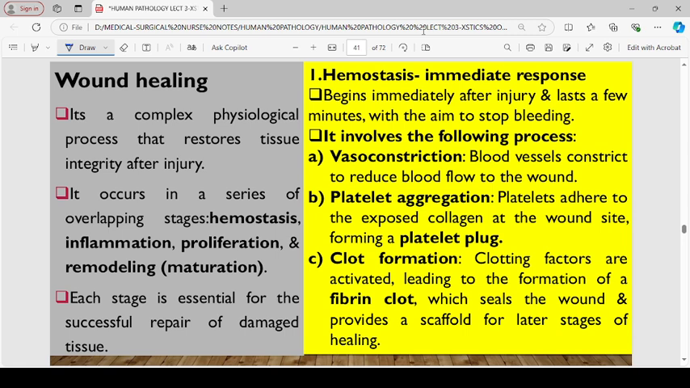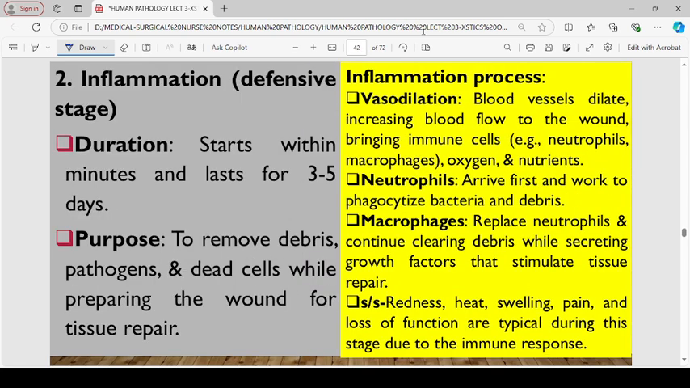Hemostasis involves processes like the first one, where we have vasoconstriction. Blood vessels will constrict to reduce blood flow to the wound, and this is going to help in preventing excessive blood loss. Then after vasoconstriction, we go to platelet aggregation, where platelets adhere to the exposed collagen at the wound site, forming a platelet plug. Then we have clot formation, where clotting factors are activated, leading to the formation of a fibrin clot, which normally seals the wound and provides a scaffold for the later stages of healing.